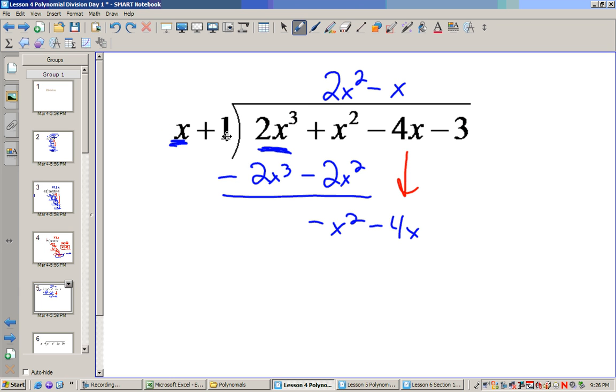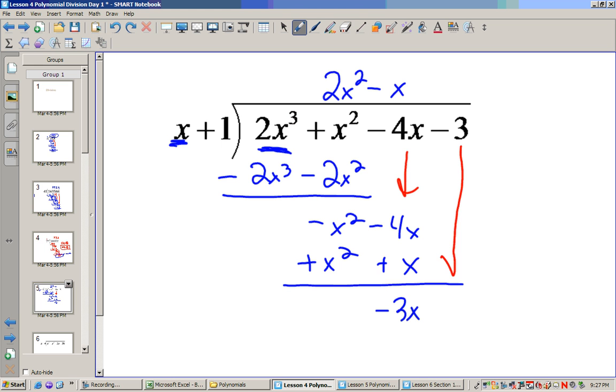So now I multiply that by everything over here. So negative x times 1 is negative x, and negative x times x is negative x squared. Now when I subtract, that's just like changing the signs. Minus the negative is plus, minus the negative is plus. Negative x squared plus x squared cancels out. Negative 4x plus x is negative 3x.